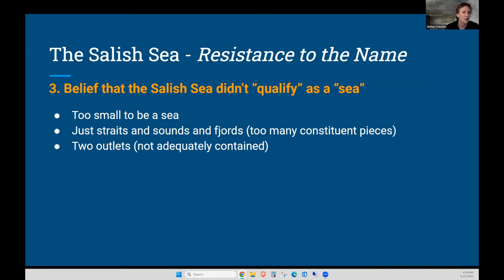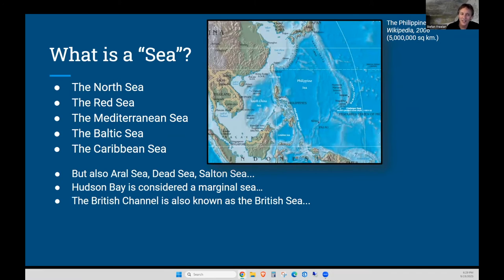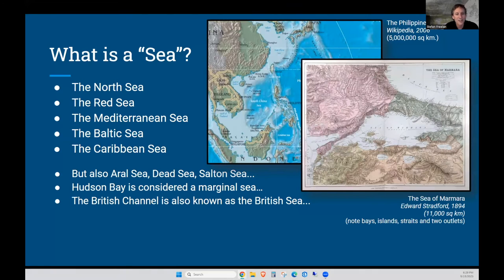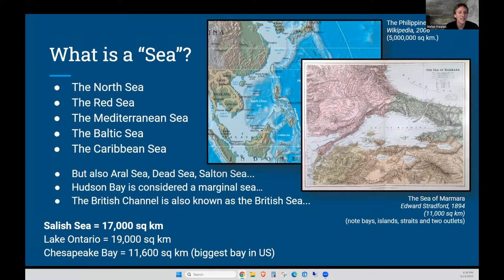qualify. It's too small, too many outlets. It opens up the question of, well, what is a sea? And so seas, there's a wide range out there in terms of what is a sea. The Philippine Sea, 5,000 square kilometers, Marmara Sea, 11,000. And again, the Salish Sea is 17. So sure, the Salish Sea is on the small end, but there's plenty of seas out there that are smaller.